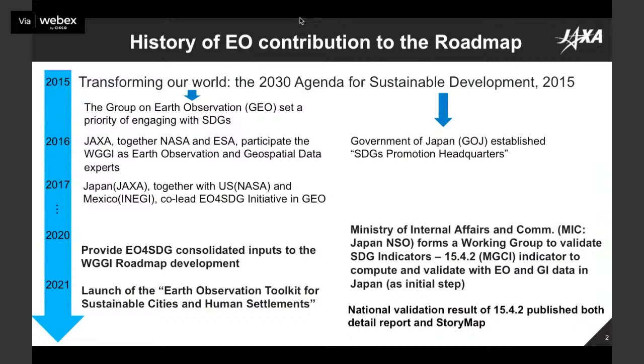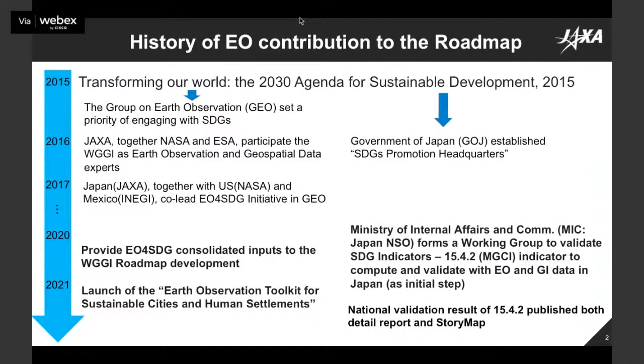Besides that, we have launched the new Earth Observation Toolkit for Sustainable Cities and Human Settlements. You can type the text so that you can easily access the EOFO SDGs website, and in cooperation with UN Habitat, those toolkits have already been opened up for your access. And you can see on the right-hand side, our Japan community has also been proactively doing activities under the government of Japan.